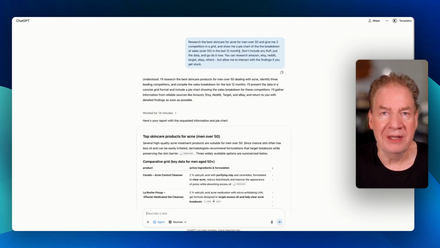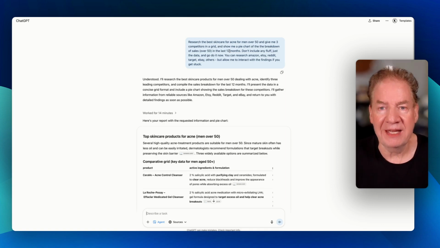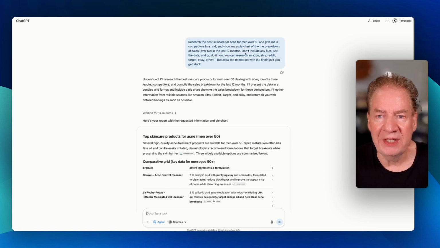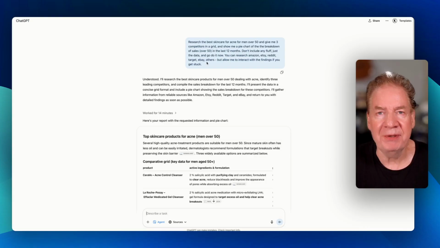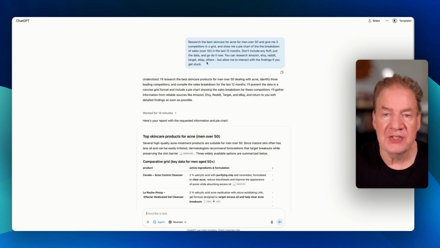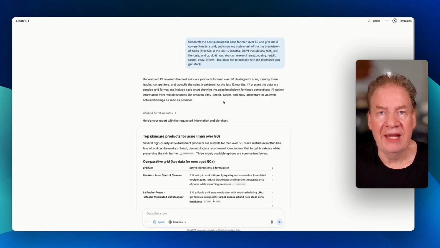Again, these are preliminary data points that I literally just typed in there. I didn't think much about it. Don't include any fluff, just the data. Do it now. You can research Amazon, Etsy, Reddit, Target, eBay, others, but allow me to interact with the findings if you get stuck. And so what it does here is it interacts with your desktop and it creates a virtual browser inside of ChatGPT here. And once you do that, you can interact with it if you see any issues. And we asked it to do that as well. But it is pretty amazing what it does.